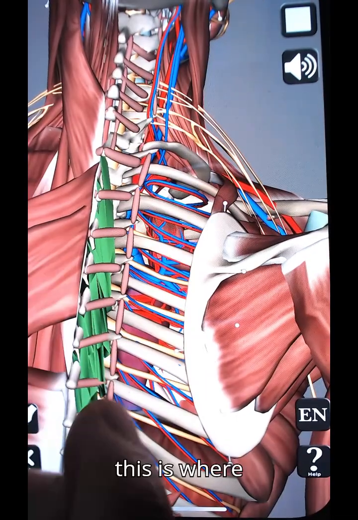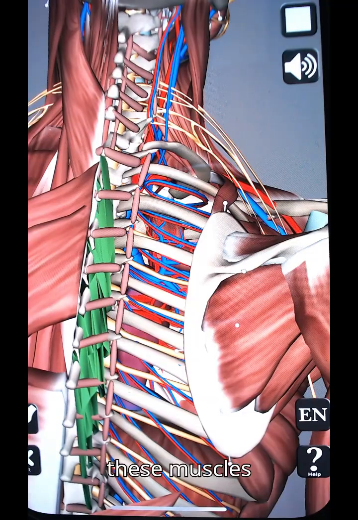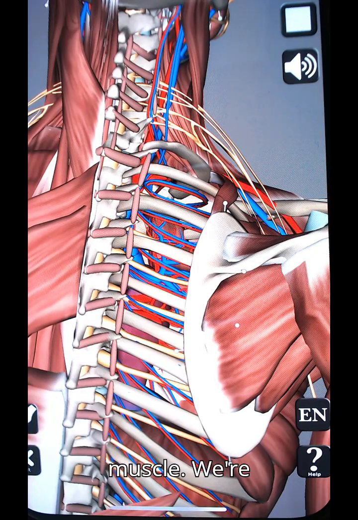So this is where the yoga blocks again are a key way to affect these muscles without actually affecting your nerve roots. All right, we're gonna remove that muscle. We're gonna talk about the rotaries.